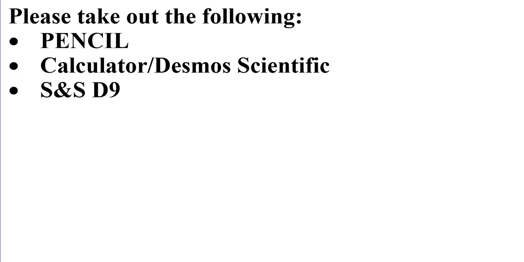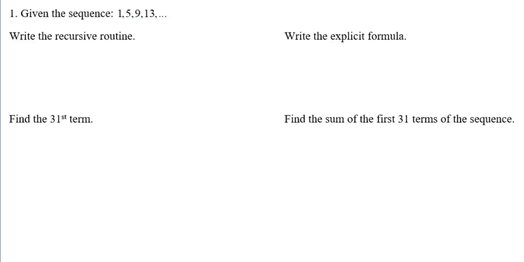So today we're continuing our studies with sequences and series and summations. Let's try a couple of warm-up problems to get us going. So here we have the sequence 1, 5, 9, 13. Just like we've done before, we want to try to write the recursive routine, the explicit formula, calculate the 31st term, and find the sum of the first 31 terms.